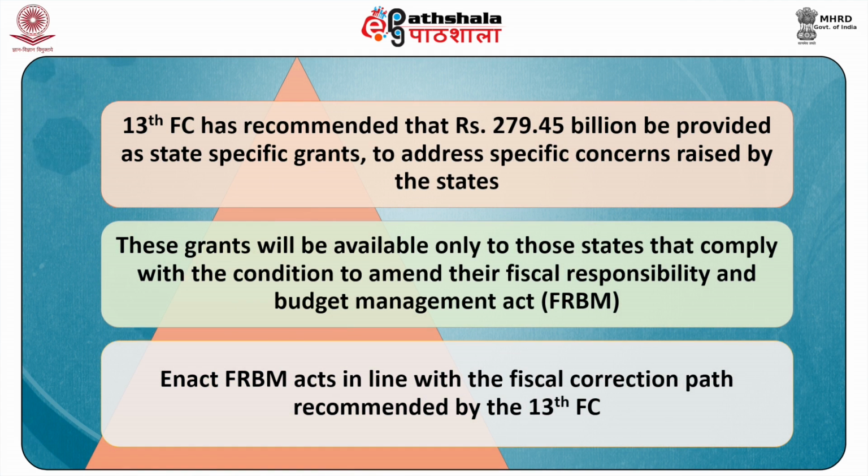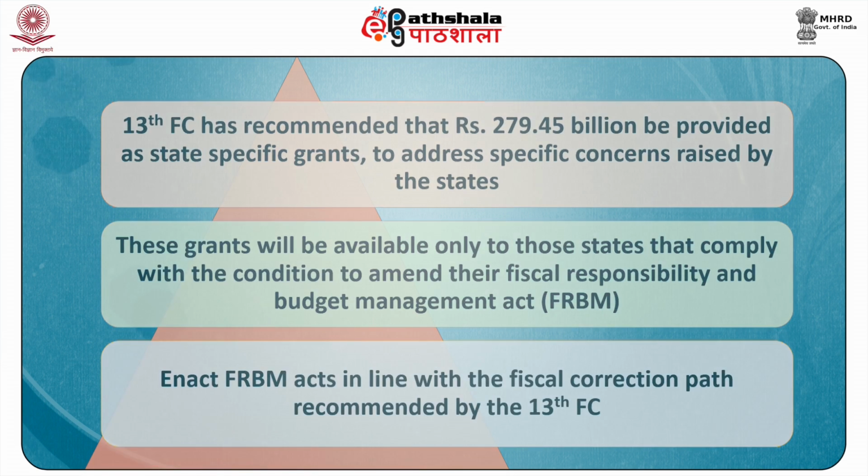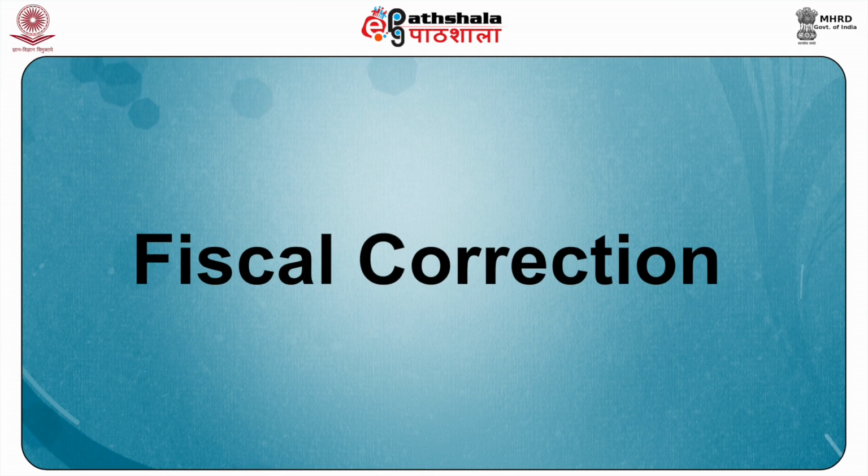As far as state specific grants are concerned, the 13th Finance Commission has recommended that rupees 279.45 billion be provided as state specific grants to address specific concerns raised by the states. However, these grants will be available only to those states that comply with the condition to amend their Fiscal Responsibility and Budget Management Act or enact FRBM acts in line with the fiscal correction path recommended by the 13th Finance Commission. Let us now discuss the fiscal correction.